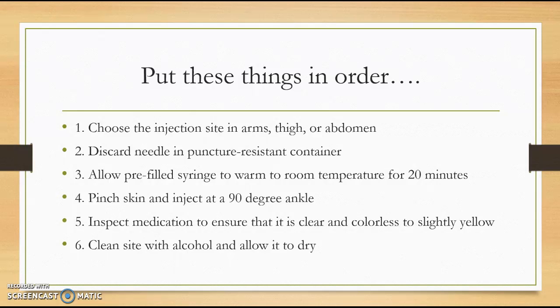First thing you want to do is look at the medication. So number 5, inspect the medication to ensure that it's clear and colorless to slightly yellow. Because if it's not, then you might as well not proceed with the rest of the steps. So inspect the medication, then allow it to warm to room temperature. So 5, then 3. Then you are going to choose your injection site. 1, clean the site with alcohol and allow it to dry. 4, pinch the skin and inject at a 90-degree angle. And 2, discard the needle in a puncture-resistant container.